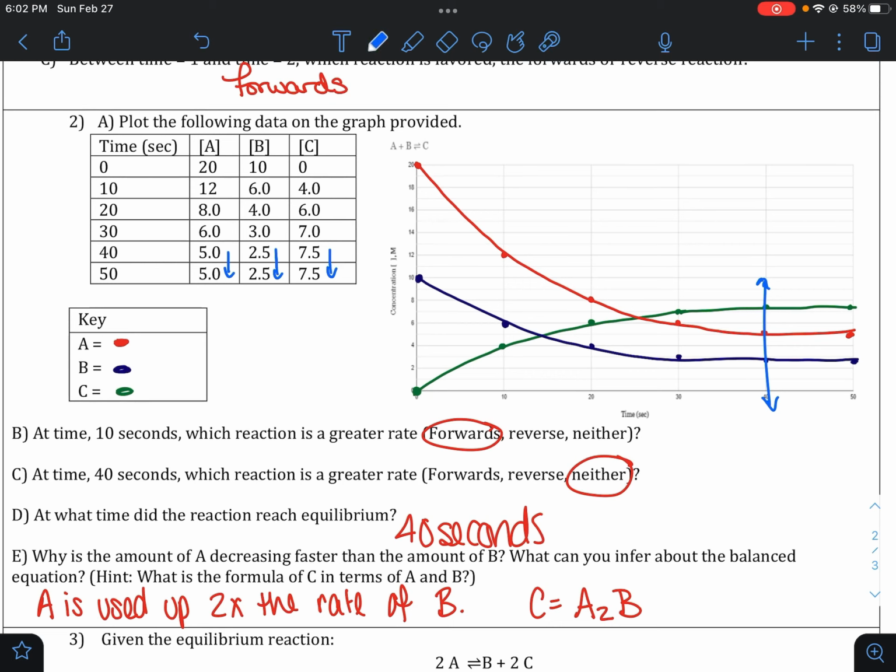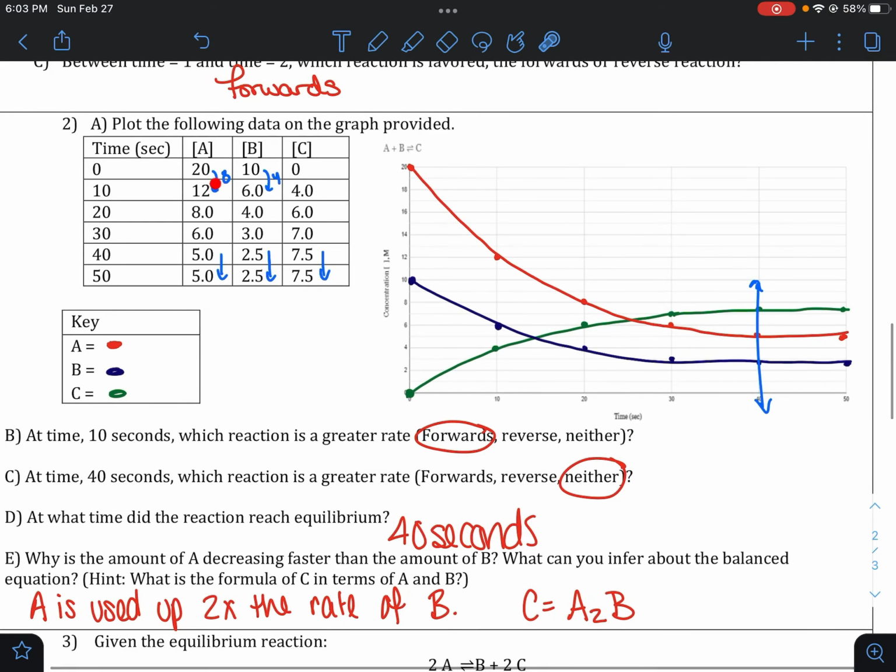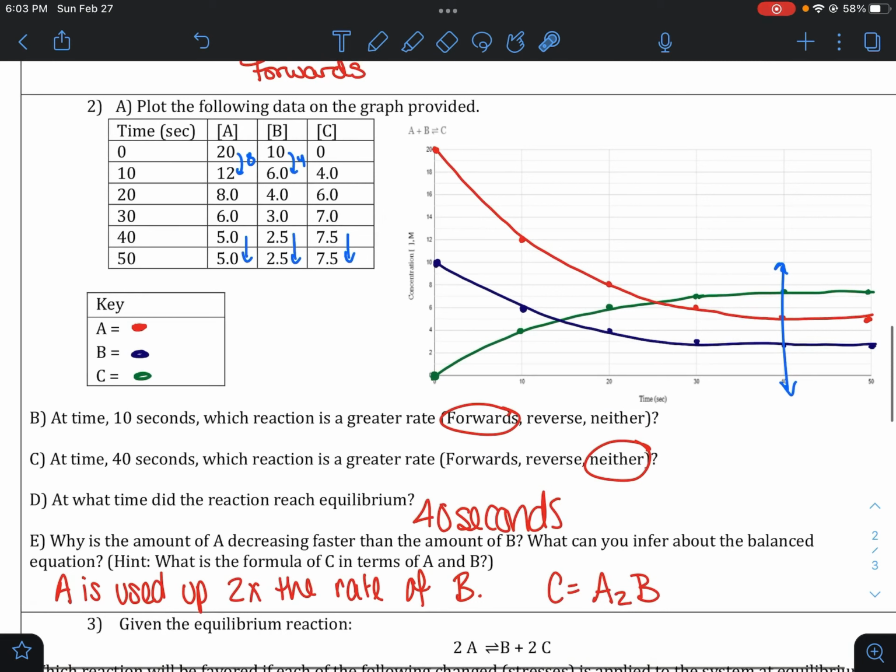And how do I know that? Because if I look here, that went down by 8, while this one went down by 4. Okay, so if these were both 1 to 1, this would be a 4 and a 4, an 8 and an 8. But this is 2 times the amount of this. And if we look at it in other intervals, this one's a 4, that one's a 2. So it's going to be the same. So we are going to use 2 times more A than we do B.